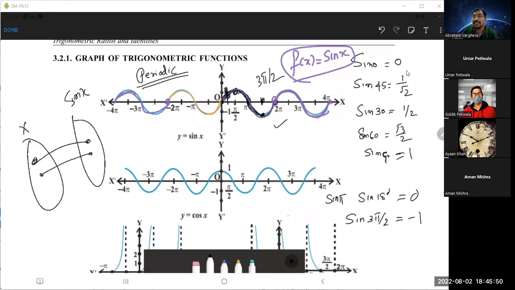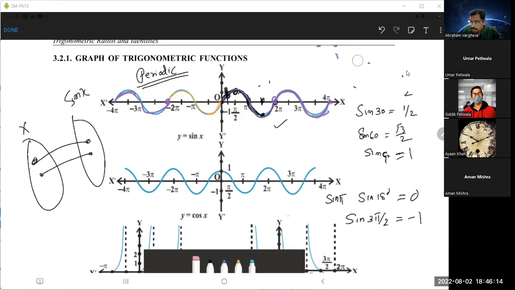But the y value may repeat. That is not a problem for a function. We only need to check whether the x value repeats or not. For the same x, there should not be different values. Right? So here it is a function. Or you can apply the vertical line test. You know the vertical line test, no? It is used to check whether a graph is a function or not.